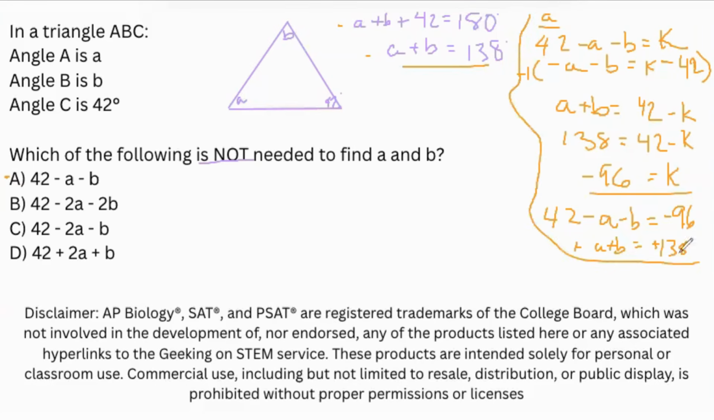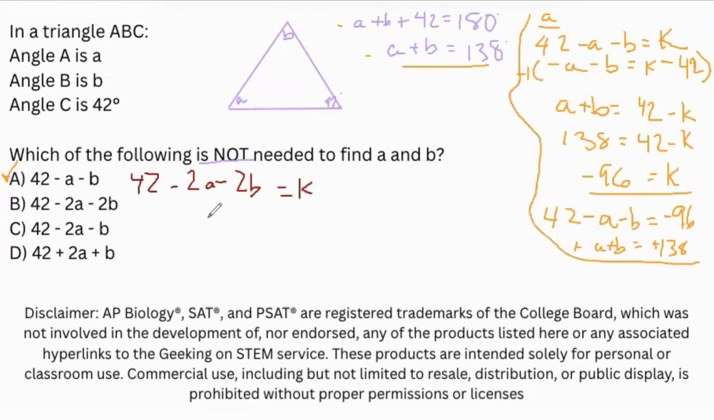So A is what is needed. That's fine. Now let's go over to B. To work with B, I'm going to do the same thing again, but this time you notice it's negative 2A minus negative 2B. So I'm going ahead and saying 42 minus 2A minus 2B is equal to K.